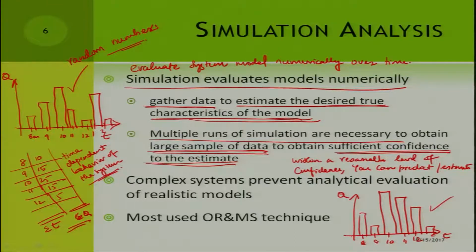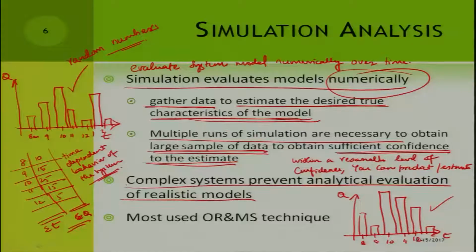And why do we do this time dependent behavior, the numerical estimation? Why don't we do analytical? Because the issue is this: the complex systems prevent analytical evaluation of realistic models. So, for example, in a factory, the raw materials keep on arriving as time progresses. In a typical analytical solution, you assume that all the raw materials are available to you before you start the production. In real life scenario, it rarely happens. The raw materials keep on arriving throughout the entire day.